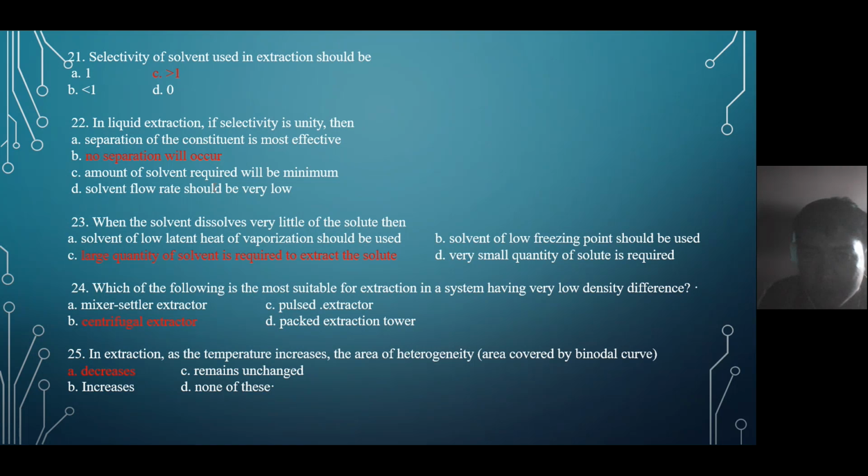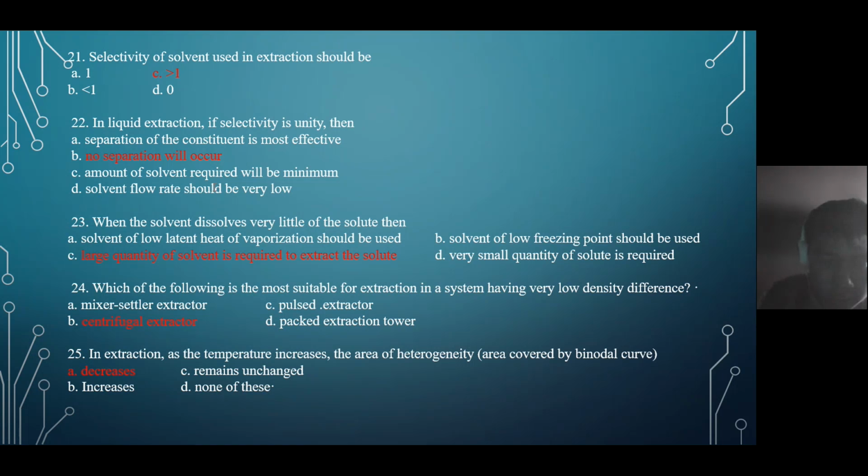So we have to use a centrifugal extractor when we have solvents with lower density differences, because it enhances the randomness and thus improves mass transfer. Additionally, in centrifugal extraction, the action of centrifugal forces causes the material to settle faster. So the correct answer would be, it's obviously B, centrifugal extraction.